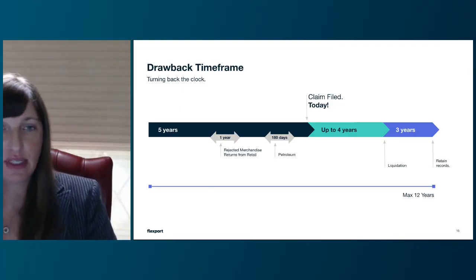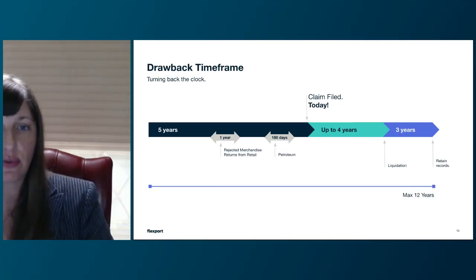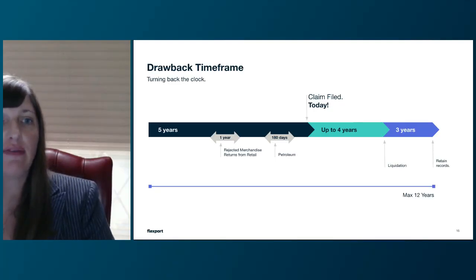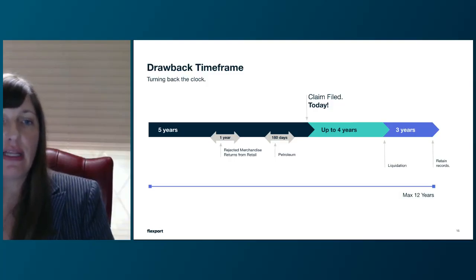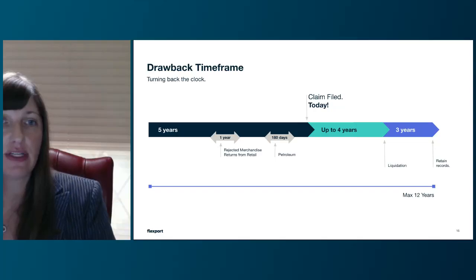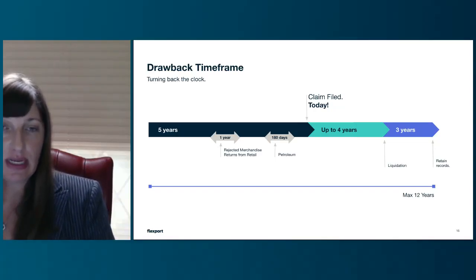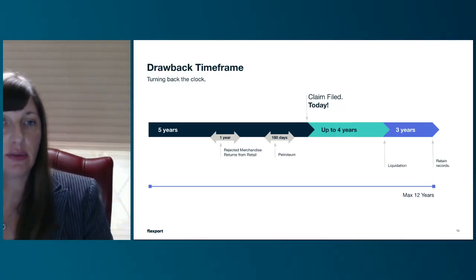When filing claims under rejected merchandise returns from retail, you may still go back 5 years from the date of filing. However, you are limited to an export or destruction within 1 year of the import date. Additionally, when filing a petroleum claim, the export must fall within 180 days from date of entry in order to qualify. A claim may be liquidated after 1 year after claim filing, or all underlying import entries have been liquidated.